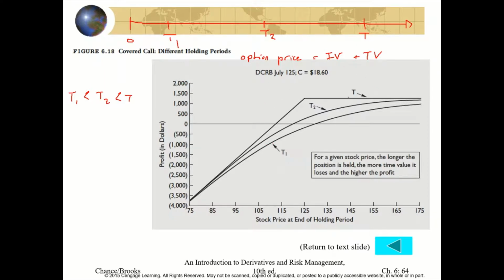If we waited until the time to expiration, then I'm not going to pay anything for the time value, right? I'm just going to pay the intrinsic value. And that's why the profit will be the highest when we wait until the time to expiration of the call option.